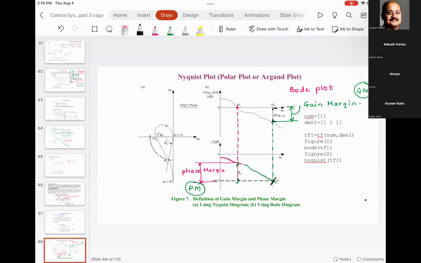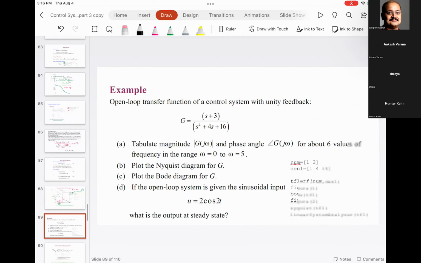Now, the gain and phase information on the Bode plot can be represented on a single plot, which is called the Nyquist plot. So the Nyquist plot is basically the information which is on the Bode plot, the gain and the phase. All that information can be combined and plotted on something called the Nyquist plot. But for analysis purposes, the Bode plot is sufficient.